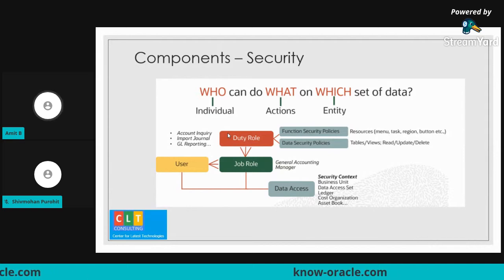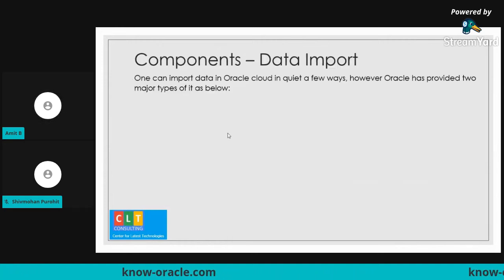So that is how we define the security, and the security is not maintained only at this level. We can have security at different levels in Oracle Cloud ERP. We can have security at function level. We can have security at data level. So we can have different security levels.